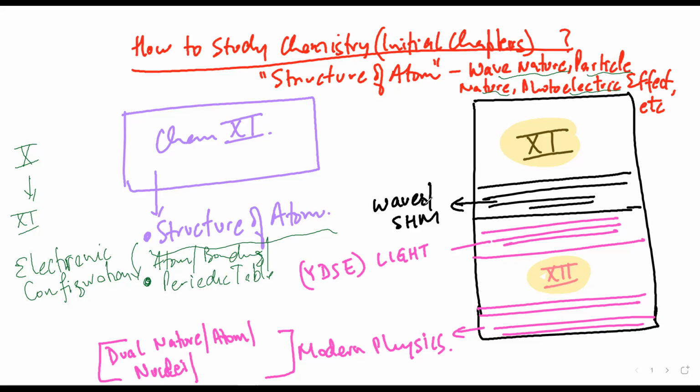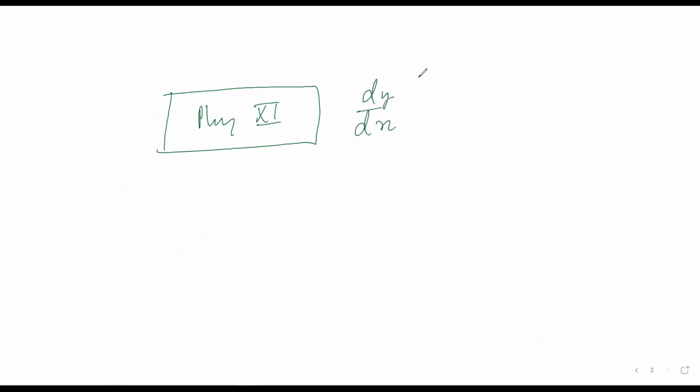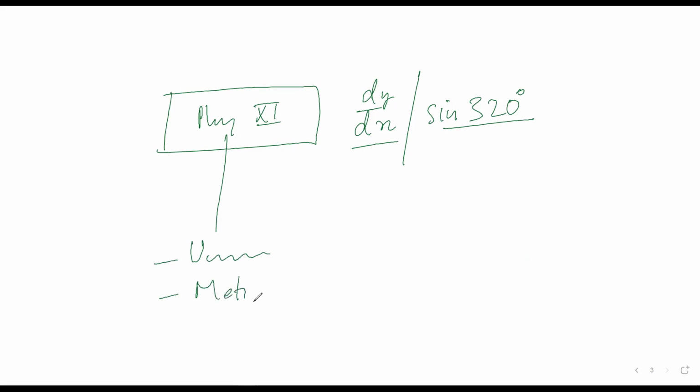Plus, of course, if you try to read the first few chapters of physics also, in physics class 11 they'll suddenly start talking about dy by dx. They'll start talking in terms of sine, say 320 degrees, and this happens in the first chapter in physics class 11th, which is units and measurement. The second is motion.